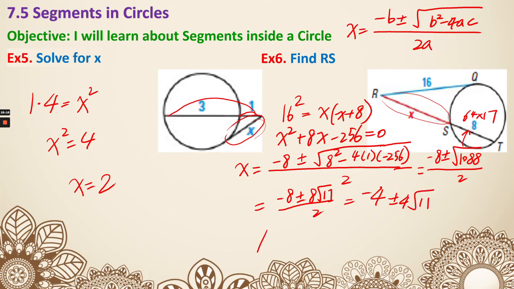And RS is actually just x. But since it needs to be a positive number, we are just going to keep the positive, so negative 4 plus 4 square root of 17. That is example 6. Now let's go back to actually talk about that proof.